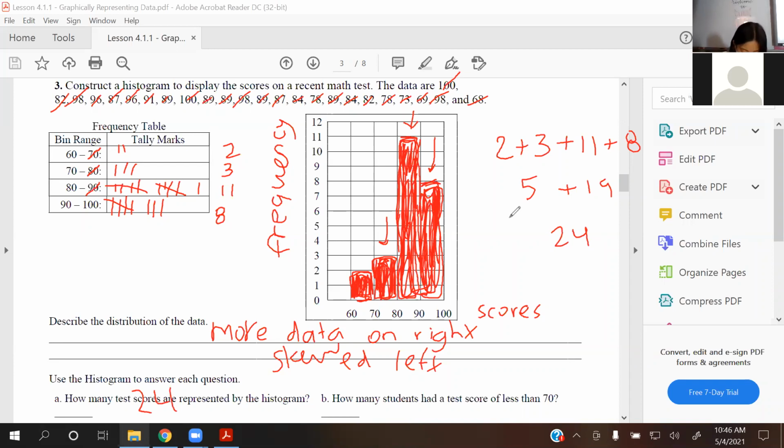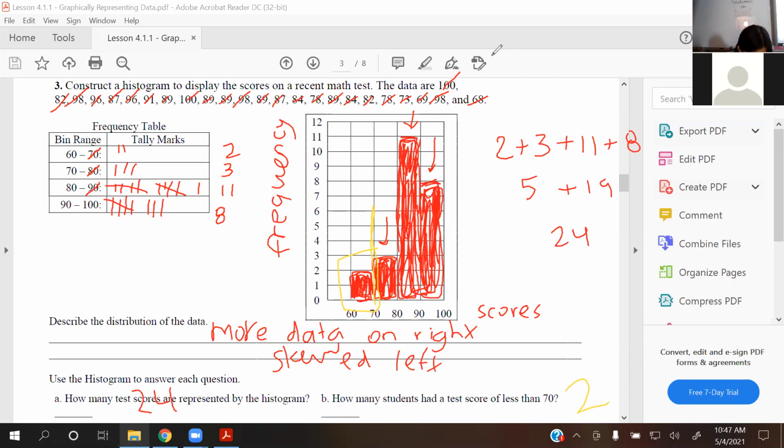All right, so then for part B, it says how many students had a test score of less than 70. So remember, 70 is right over here. If you want less than it, you just count those. And you can see that it has a frequency of 2. So I'll just say 2. How many students had a test score less than 70? You don't really count it, you just look at the frequency. And then you have it all there.